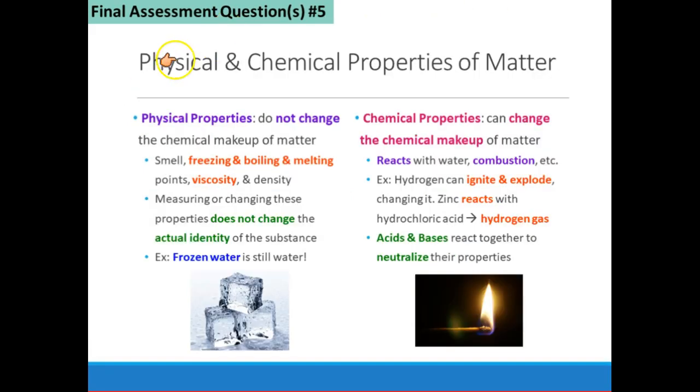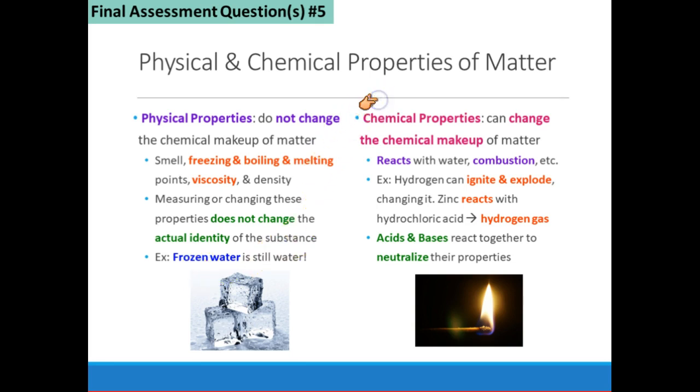Okay, so now go back to question number 5. We're going to talk about physical versus chemical properties. Remember, physical properties do not change the chemical makeup of matter. So how something smells, whether or not it's frozen, boiling, melting, how viscous it is, its density, whether we measure these or try to change these properties, it does not change the actual identity of the substance. So for example, ice, which is just frozen water, is still water. Right? Chemically, it is still made up of the exact same molecules. Those molecules are just kind of in a different structure.